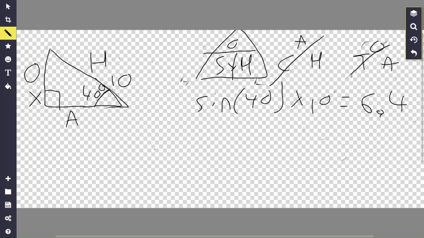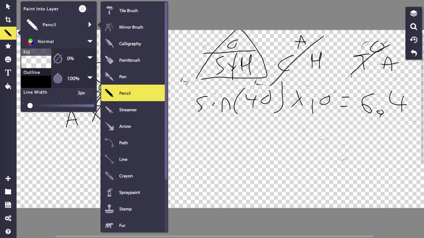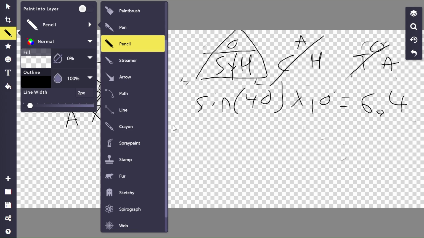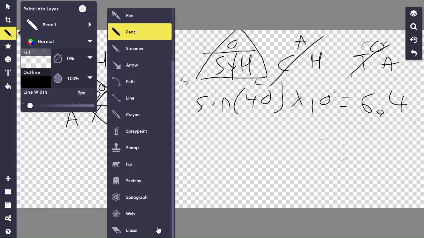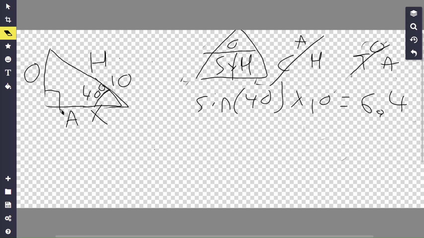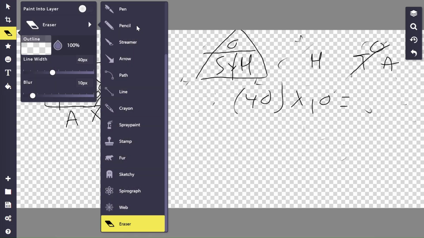And it's just the same if X was here at A instead of here. Instead of using sine, we'd replace sin with cos. You get a different answer, but as long as you replace sine with cos, you get the right answer. So X is there, we won't use sine, get rid of the cross. I'm giving the answer, and then we'll go back to pencil.